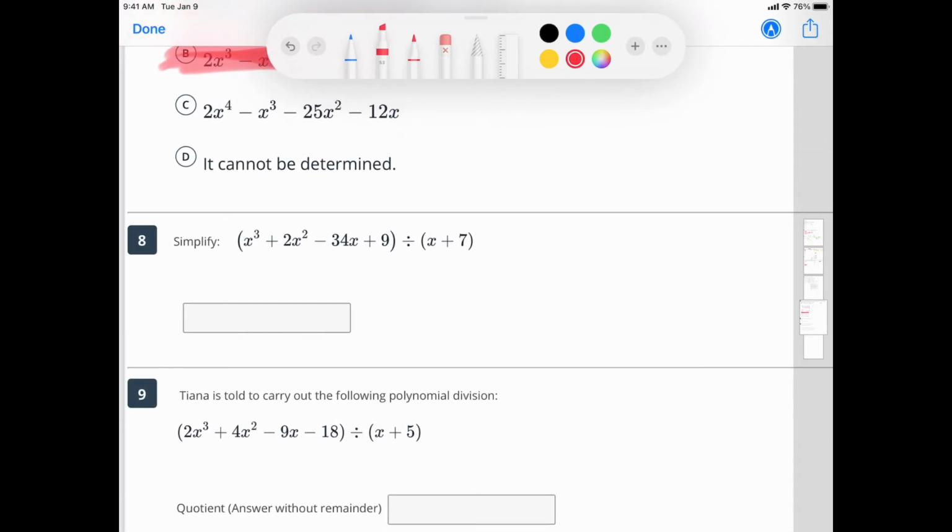Number 8 doesn't tell me how to do it. All it tells me is division, so I can do this problem. Let's write all the different ways you can do this problem. You can use long division. You can use synthetic division. Now, if it was asking me specifically for the remainder, then I can use the remainder theorem, so I'm going to use one of these two. Okay, I'm going to show you guys long division.